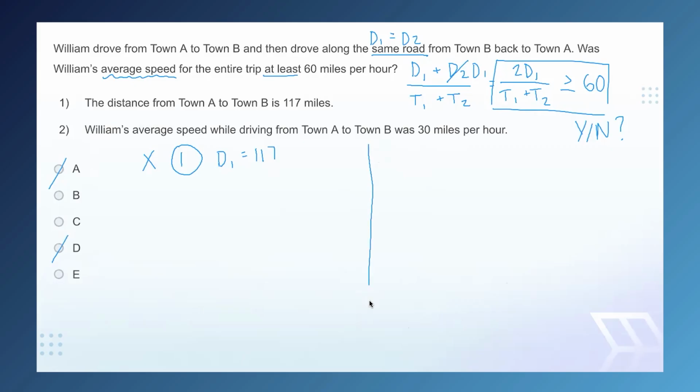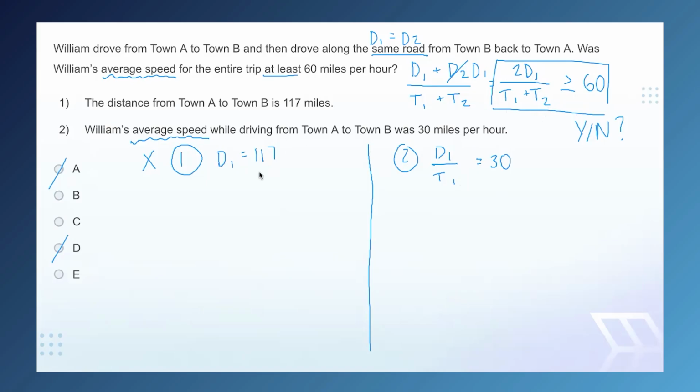Moving on to statement 2. Okay, William's average speed while driving from town A to town B was 30 miles per hour. All right, this is the first leg of my trip, so average speed is going to be distance 1 over time 1, and it is going to be equal to 30 miles per hour. All right, here's where things fall apart. At this point, most test takers go, okay, I have the ratio of D1 to T1, but I don't actually have either value. And even if I did have either value, that's just 2 of the variables in my expression. I still don't have T2.